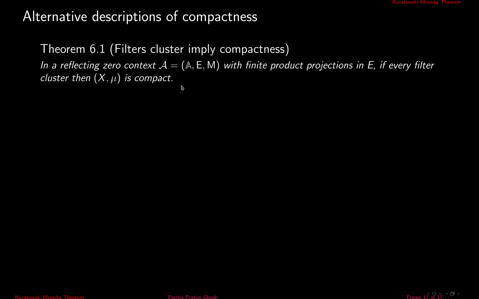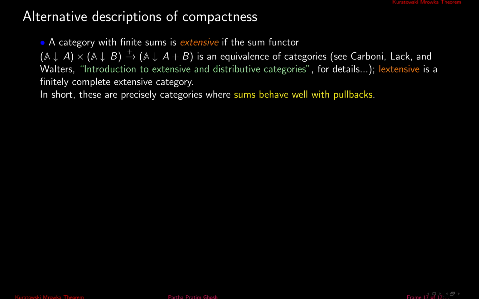So the first criterion: filters imply compactness. In a reflecting zero context in which finite product projections are in E, the clustering of filters implies compactness. For the converse, we need a little better kind of category.